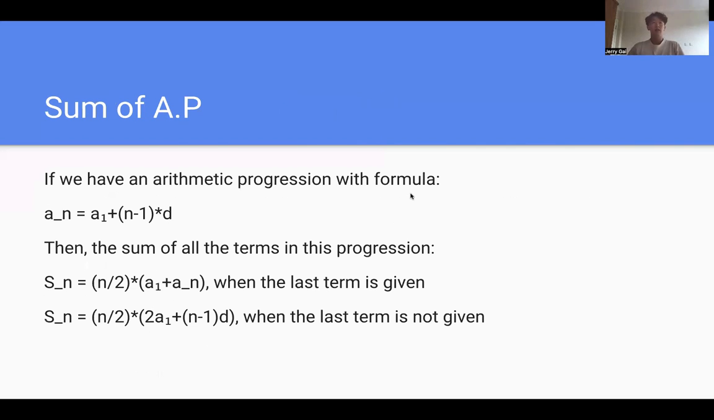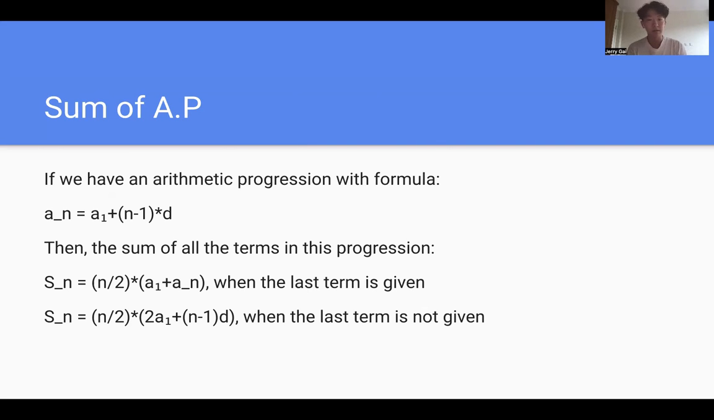Okay, next let's look at the sum of an arithmetic progression. If you have an arithmetic progression with the formula an is equal to a1 plus (n minus 1) multiplied by d, then we have two formulas to calculate the sum of the terms in the progression. The first one is that when the last term, which is an, is given, then you can calculate Sn is equal to n/2 multiplied by (a1 plus an).